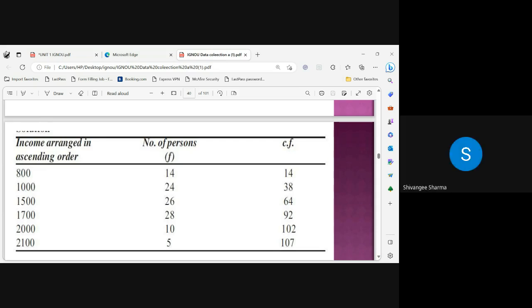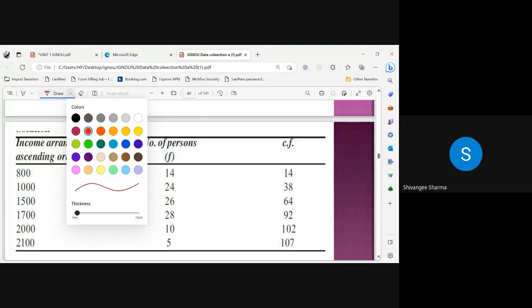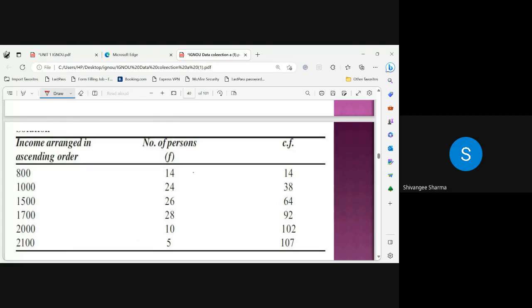So this is income. First, you arrange it in ascending or descending order. So I have arranged it in ascending order, which is 800 and like that. And this is the frequency, the number of persons belonging to the category of the income. Now, first of all, you calculate CF. CF is basically cumulative frequency, in which we add on the previous frequency till the end.